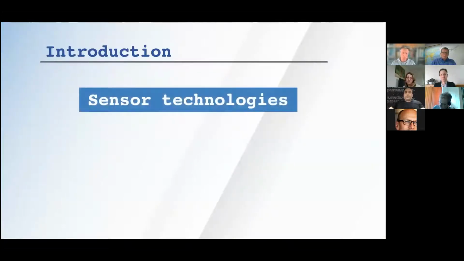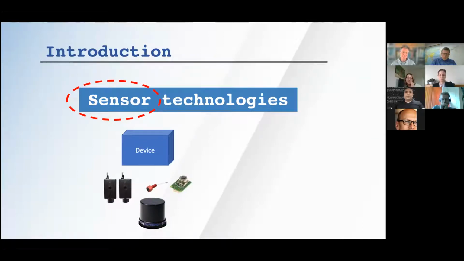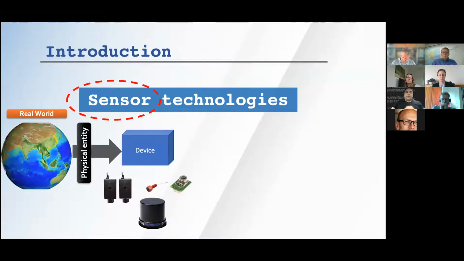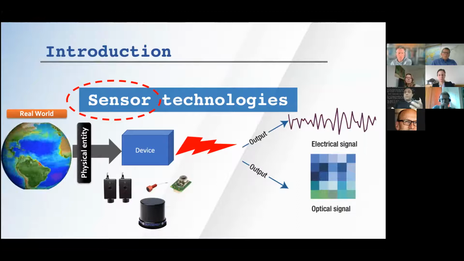So the sensor technology. But first, about the sensor. A sensor is a device. It's something that measures a quantity. There are different types of sensors available in different forms, different shapes, different sizes, and the purpose of using these devices is to measure something. We always have some physical entity in the real world, and we try to quantify it, and the device generates some output as an electrical signal or optical signal.